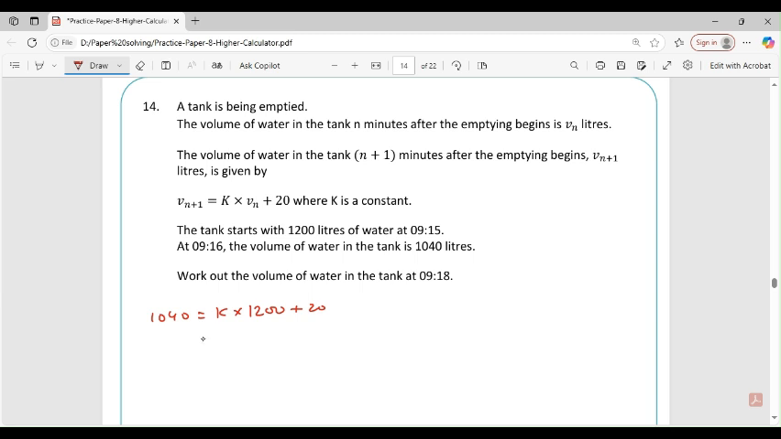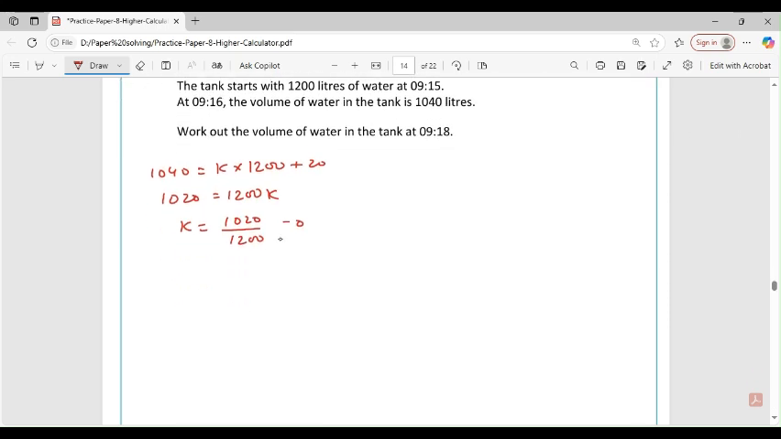Now in here we need to find out the value of k. So we subtract 20 from here, and it's going to give us 1020 equals 1200k. And when 1020 is divided by 1200, it should give you 0.85. The value of k is going to be 0.85. Now this is pretty clear. The value of k is 0.85.